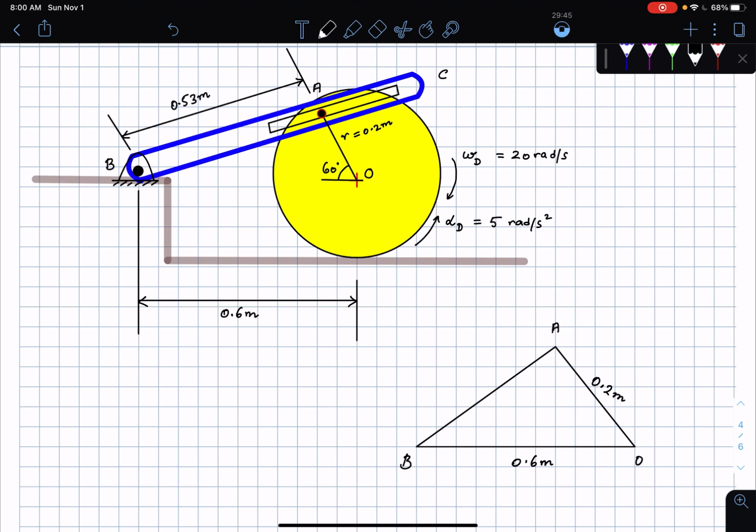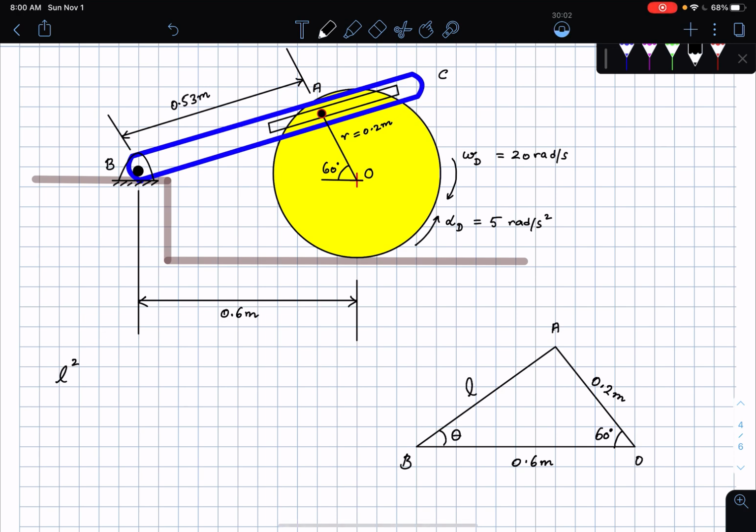And I know that this angle here is 60 degrees. So even though the distance from A to B is given to me, which I'll call L, and I'll call this angle some theta, if this distance L was not given to me, then I can still find L by using the cosine rule.